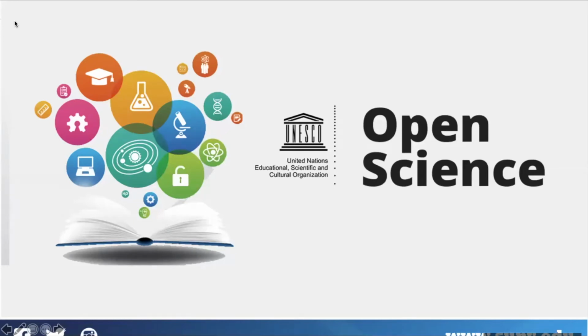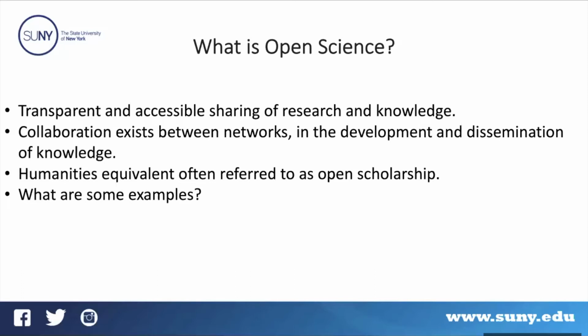I'll be doing a presentation on open science. So what is open science? Open science is the concept of making the process of scientific research and the dissemination of those outputs accessible to everyone. So researchers collaborate with each other through open networks where information is freely shared. In the humanities, this is often referred to as open scholarship, but the concepts are nearly the same.